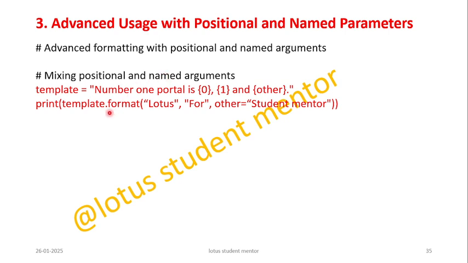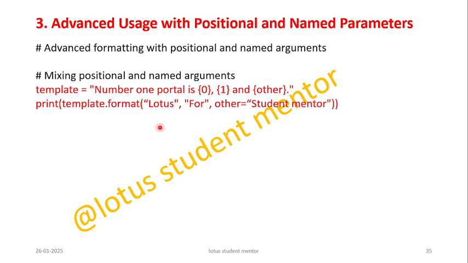The point is that it is also the dot format method, but what we are going to do is, suppose we are giving the variable named arguments. What is the positional? The template is: number one portal is, in curly brace 0, comma, in curly brace 1 and curly brace other. 0 and 1 are indexes, and other is also considered as an index. We are going to print here, going to assign in dot format.